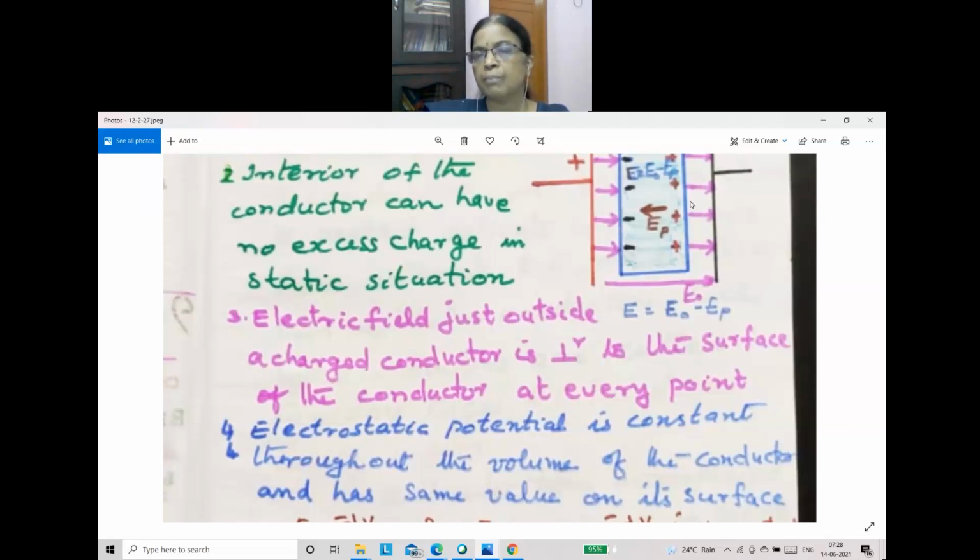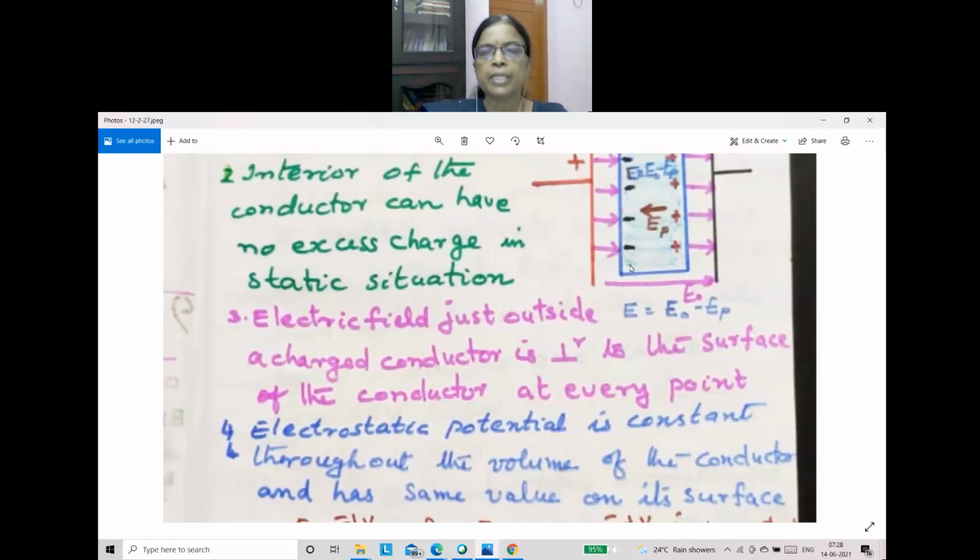But we are not seeing any motion of charges on the surface of the conductor, which proves that there is no such component of electric field along the surface. So only the electric field normal to the surface exists, and its value is sigma by epsilon zero outside.